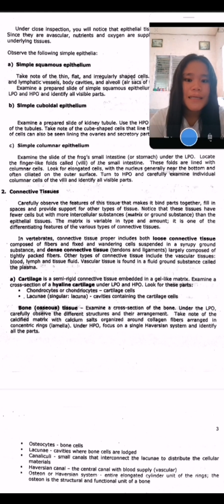So we will explain what bone or osseous tissue is. Examine the cross-section of the bone under the LPO. Carefully observe the different structures and their arrangement. Take note of the calcified matrix with calcium salts organized around collagen fibers arranged in concentric rings or lamellae. Under the LPO, focus on a single Haversian system and identify all the parts.